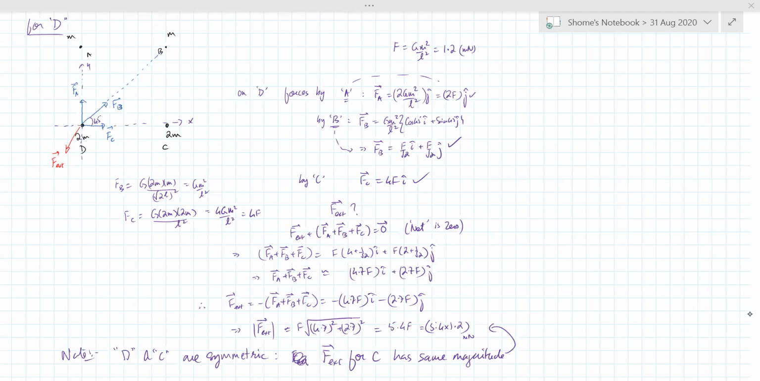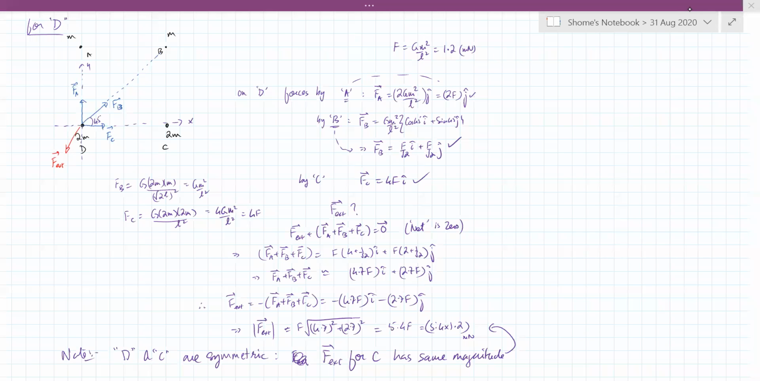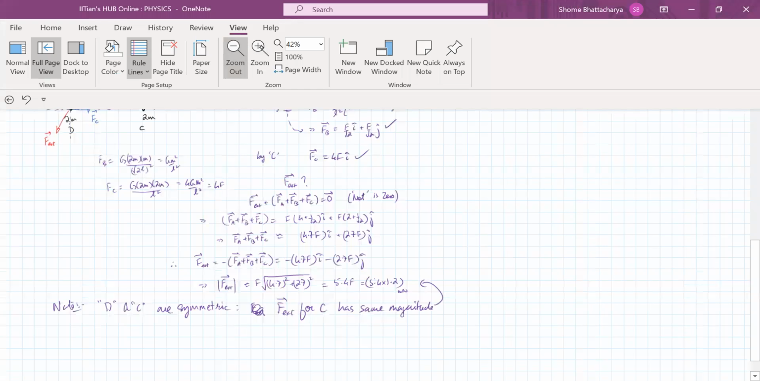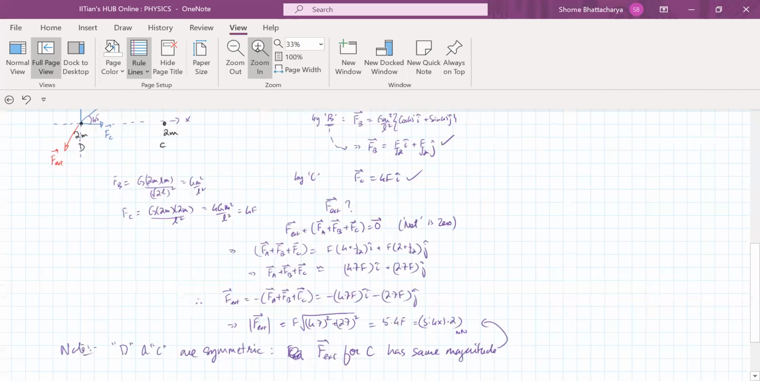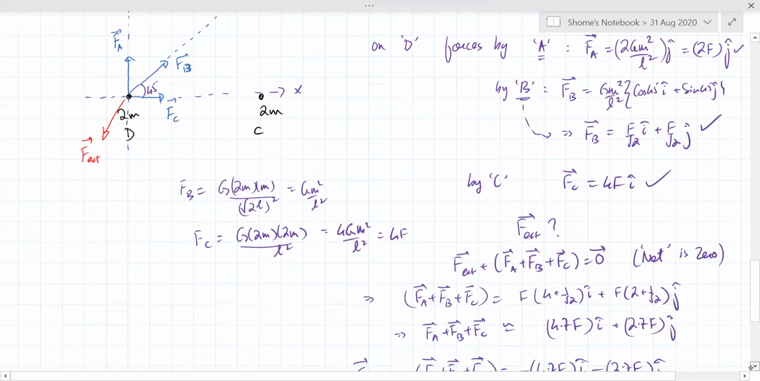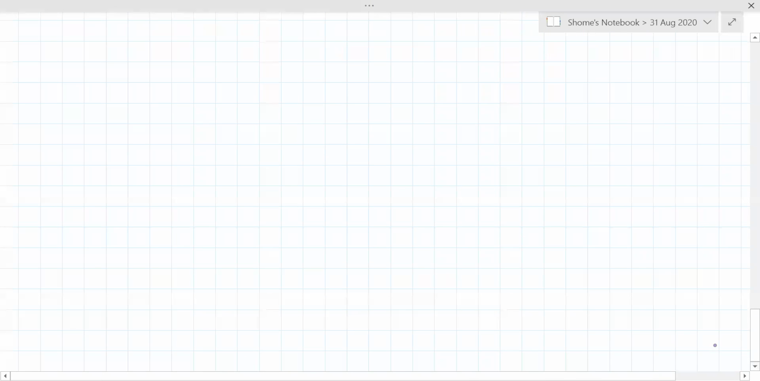Okay, so hope you've understood both the parts of this question, all of you. Now let's move on to the next few things to discuss about gravitation. So next we will understand the concept of gravitational potential energy.